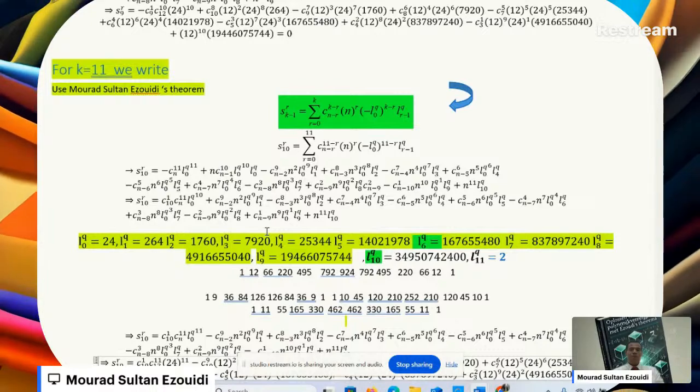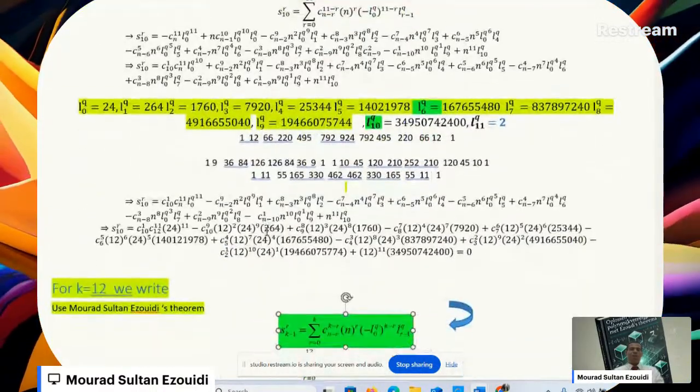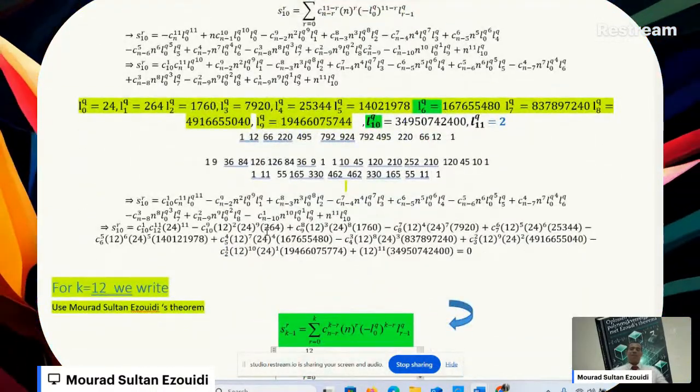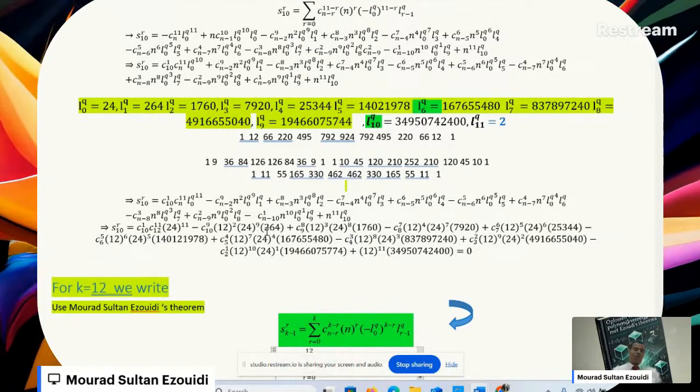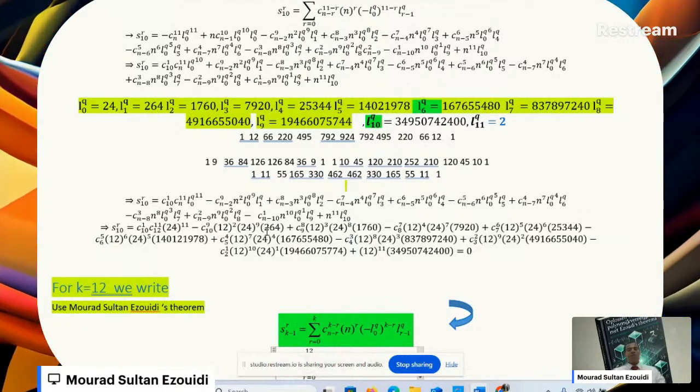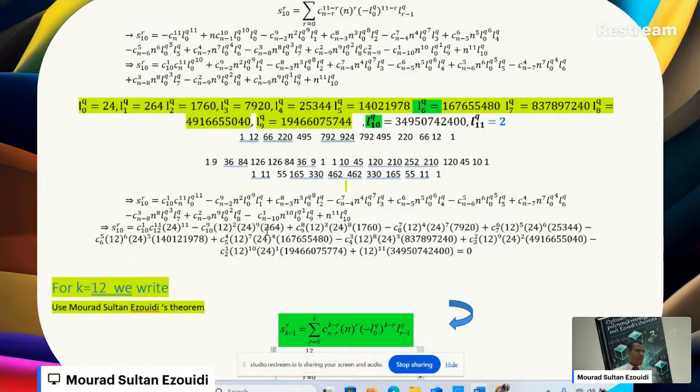Let's continue and dive into the calculation, and we will find that the value of S10 is in fact equal to an hour.